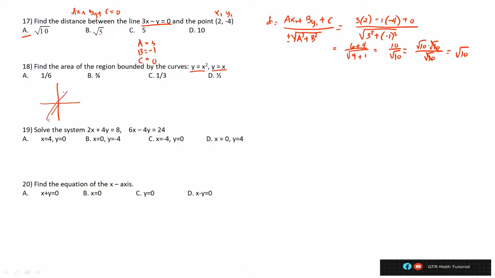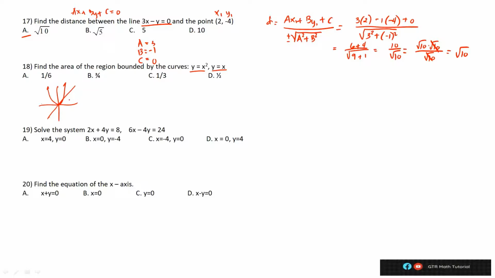So, ito yung y equals x. Ito yung parabola, ito yung graph niyan. Punta dito. Tapos, yung y equals x naman, ganyan naman yan. Ayan. So, yung area na hinahanap natin, ito lang kapirasong to. Yung kapirasong yan yung hinahanap natin na area.